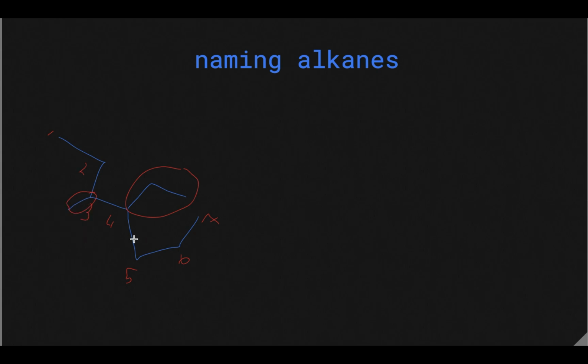So now let's put it all together. So we have a methyl group at 3 and an ethyl group at 4. As I mentioned before, we want to put this in alphabetical order, so don't worry about the order of the numbers, worry about the alphabet. Okay, so we're gonna do 4 dash ethyl dash 3 dash methyl, and this right here is a heptane, 7. And there you have it.